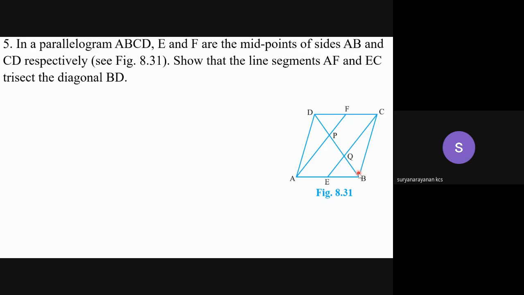Do you know what is meant by trisection? What is meant by trisect? Into three equal parts. Very good. These points P and Q divide this diagonal BD into three equal parts. Means we have to show that, what is to be shown. Can you tell me what is to be shown?